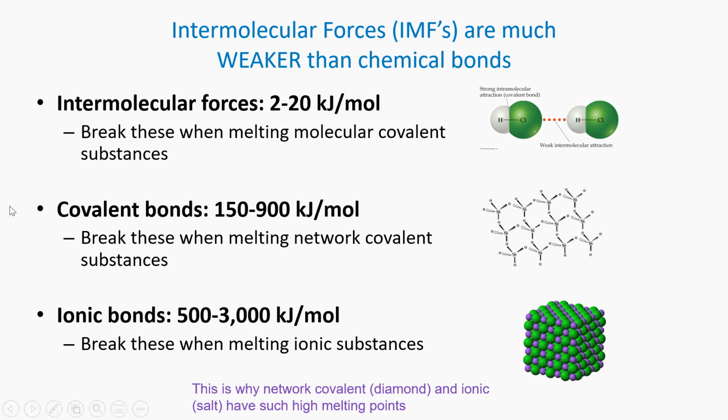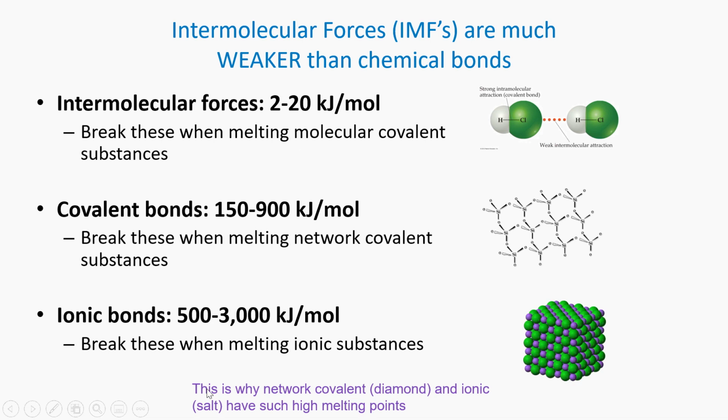Whereas covalent bonds, it looks like these take at least 10 times as much energy to break those bonds, and ionic bonds can take even more energy. So that is why network covalent substances and ionic substances have such high melting points, because in order to melt those substances, you're actually having to break actual bonds. And bonds are much stronger than intermolecular forces.